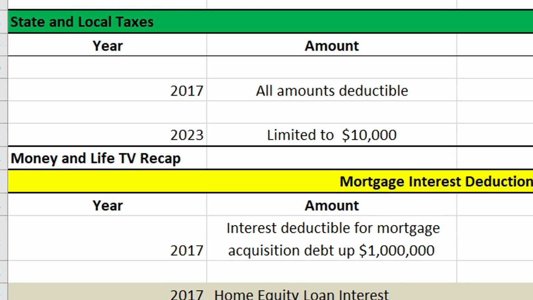State and local tax thresholds are still the same. You're limited to $10,000 in terms of deductible property taxes and other income tax expenses.